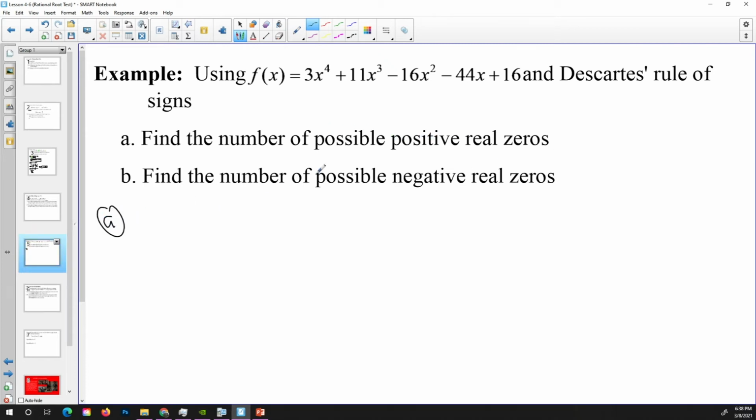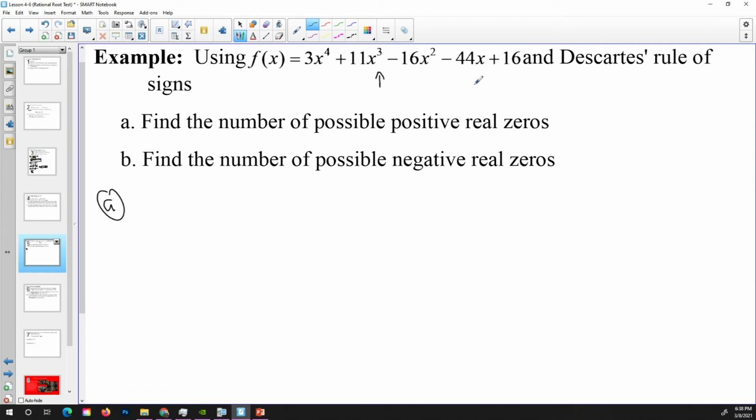It says, find the number of possible positive real zeros. So for part A, I come up to this expression here, and my constant term, I have one. And so to find the number of possible positive real zeros, I'm going to count the number of sign changes. Okay, so it starts off positive. This one is positive. So that's not here. I have my first sign change. Then it stays negative, and then it changes to positive again. So here I have 2 sign changes.